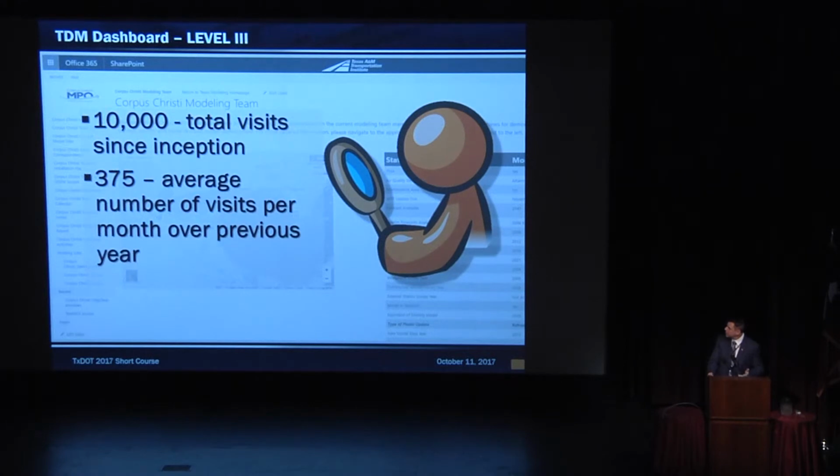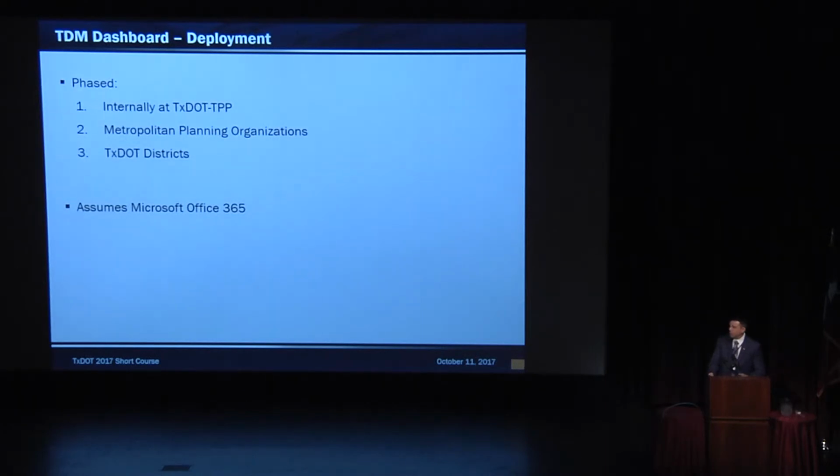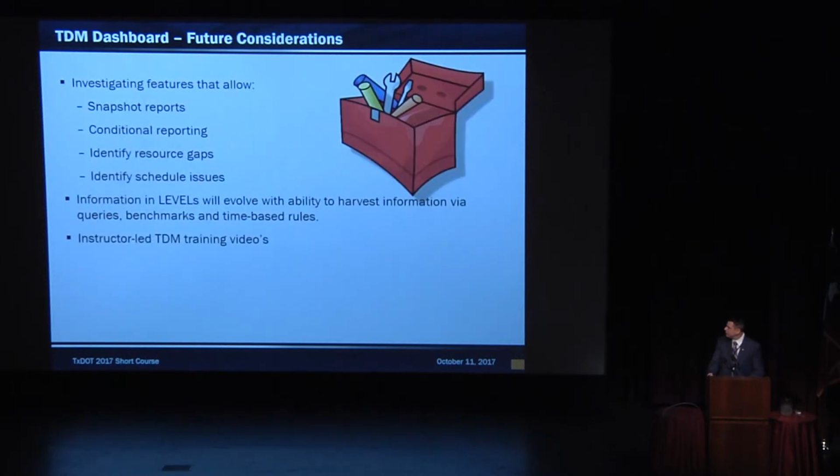So since its inception, we've had 10,000 total visits to this dashboard site, and an average 375 visits per month over the previous year, which is pretty cool. And we initially phased this at TPP internally, and then rolled it out to MPOs and then the districts. Of course, it assumes that you have access to the Microsoft Office 365 platform.